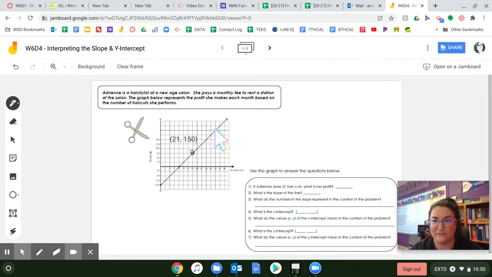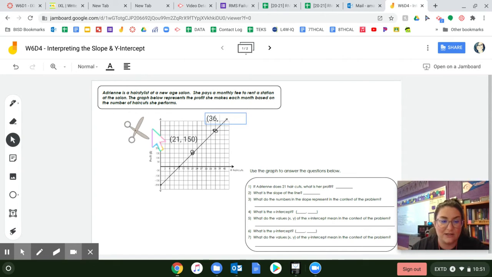Anything along this line, remember, is giving us data about our situation. So this point right here is telling us that when Adrienne completes 36 haircuts, she is actually earning, this would be 400 right here, she is making $400 profit.